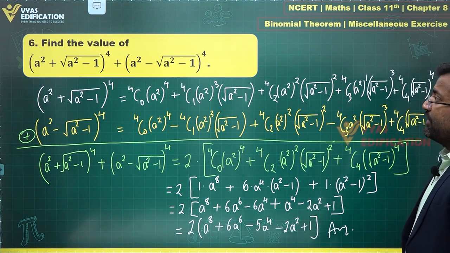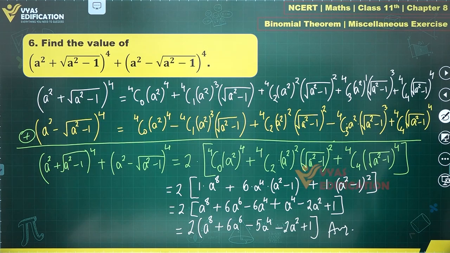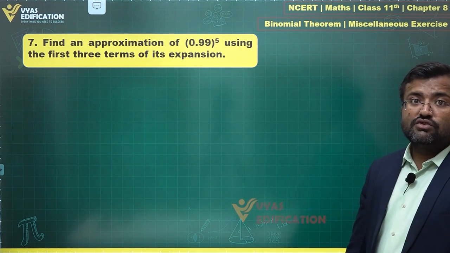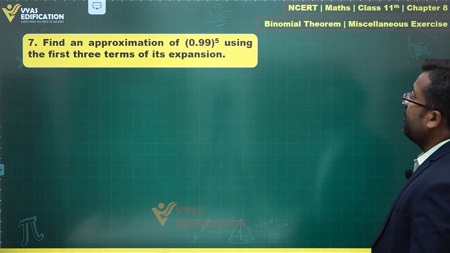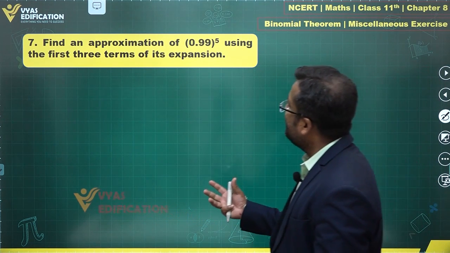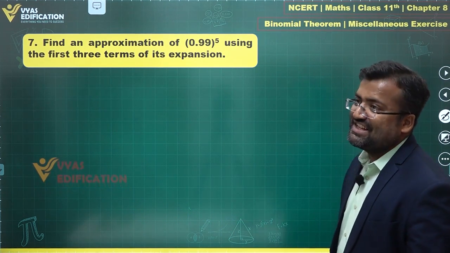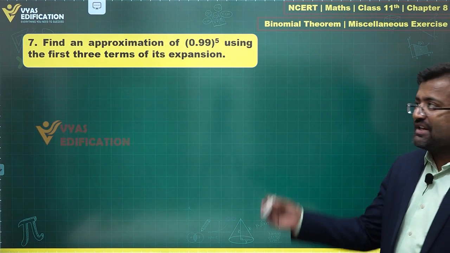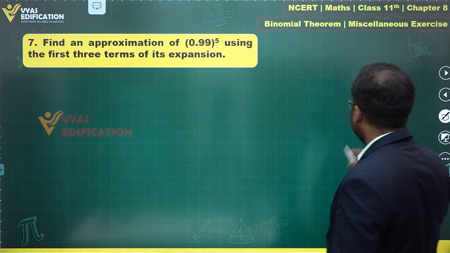As you can see behind me, let me get aside so that you can take a look at the complete solution over here. Let's solve this question. Find an approximation of 0.99 raised to power 5 using the first 3 terms of its expansion. We are supposed to find this using binomial expansion. How do we go about doing that?